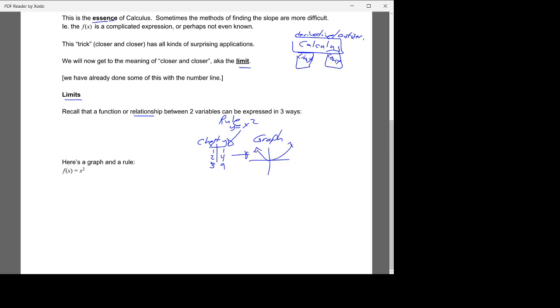So each one of these you can go the other way. Similarly, if you have a graph, you might draw the chart, or at least take some of these points for a chart, and then from that try to figure out the rule and go the other way. And so you can kind of see that we want to connect this. And basically K through 12, we spend a lot of time going from the rule to the chart to the graph. And so that's what I just did right there.